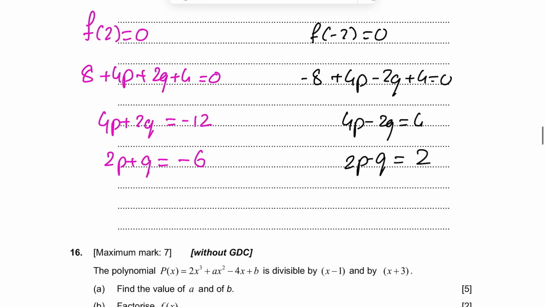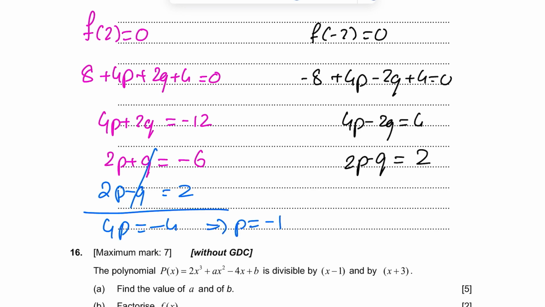Now solve these two equations. So add them both. 2p plus q equals negative 6 and 2p minus q equals 2. When I add them, 4p equals minus 4, which gives me p value as negative 1. Plug in p value as negative 1 in this equation. So negative 2, minus q equals 2. So q equals negative 4.